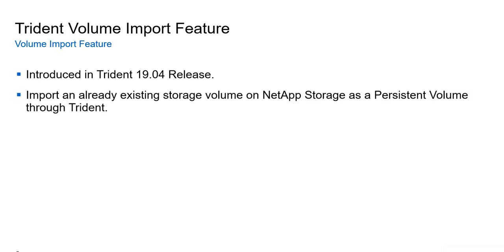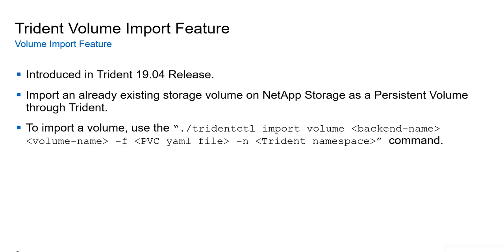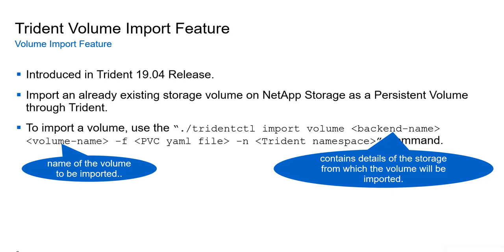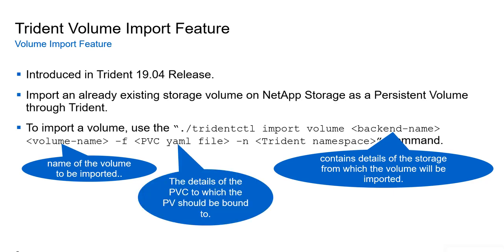The volume import feature can be used to import an already existing storage volume on NetApp storage as a persistent volume through Trident. To import a volume, use the tridentctl import volume command. Give the backend name that contains details of the storage from which the volume will be imported, the name of the volume to be imported, and the details of the PVC to which the PV should be bound.